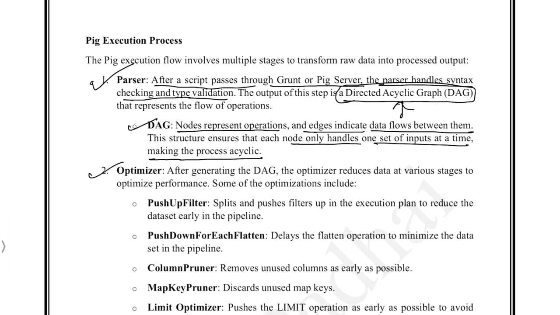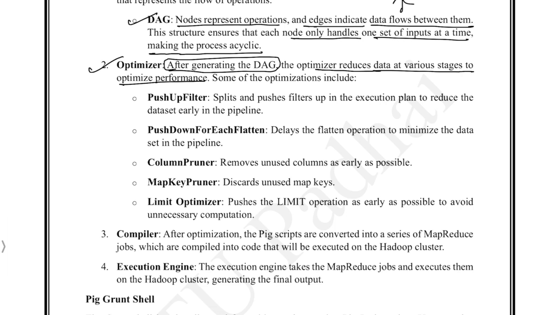Then next is optimizer. After generating the DAG, the optimizer reduces the data at various stages to optimize the performance. That is, you are just enhancing the query. First is push-up filter. Push-up filters mainly help to reduce the data set early in the pipeline. We are using certain filters like splits and push-ups. Next is push down. With push down, you are delaying and trying to minimize the data set in the pipeline. So mainly push-up filters and push down filters are used for reducing the size of the data set.